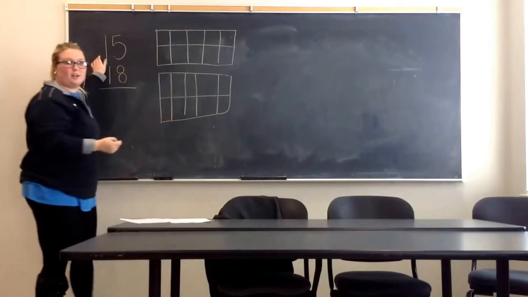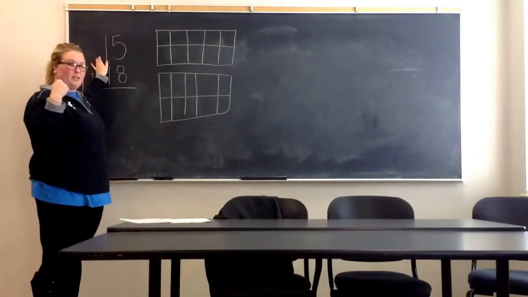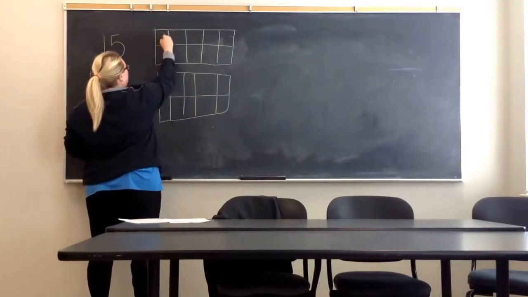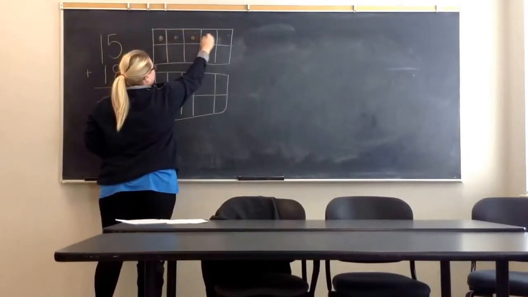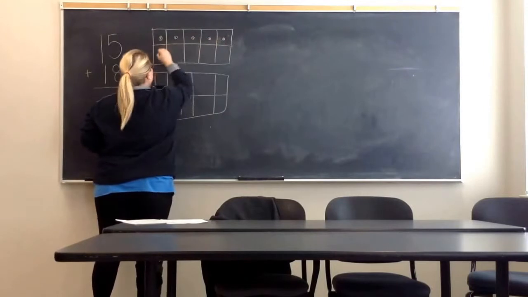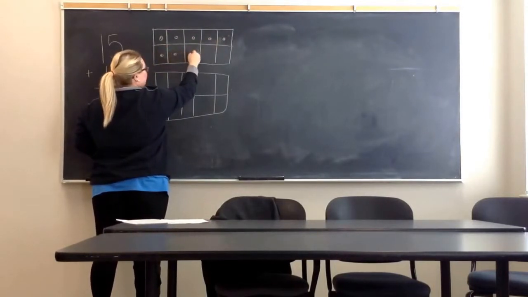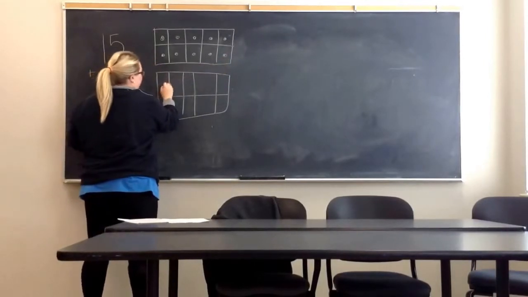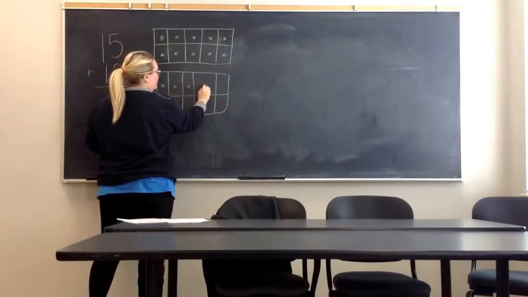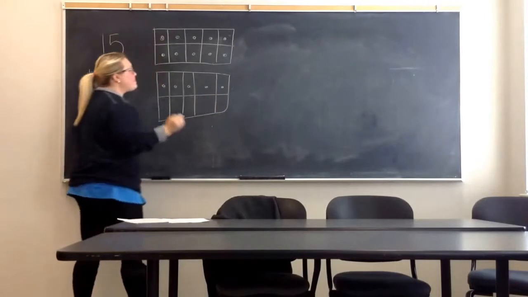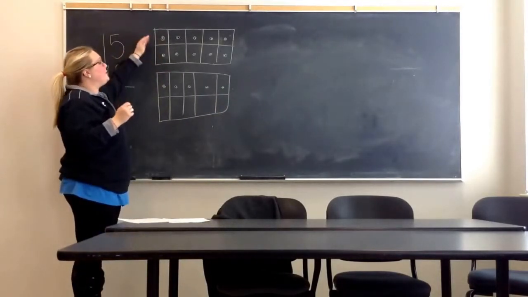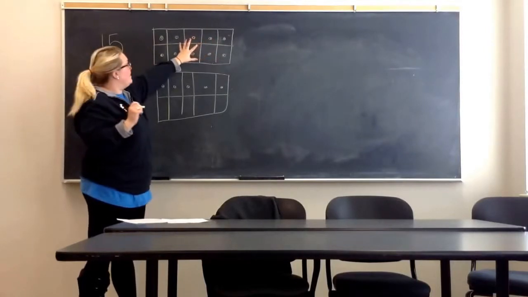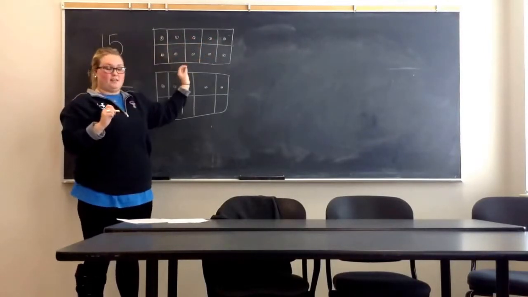So first we're going to start with 15, which is the number of candies that John has. So we're going to draw it into our 10 frames. So 1, 2, 3, 4, 5, 6, 7, 8, 9, 10, 11, 12, 13, 14, 15. And when we look at this, we see that this entire 10 frame is full, so we have subitized this, because we recognize that this is 10.